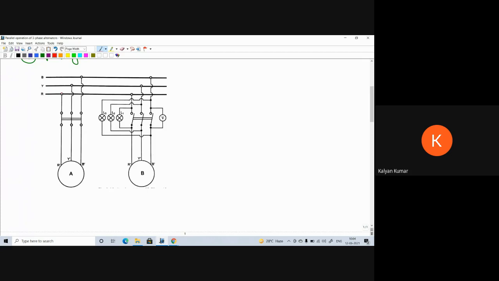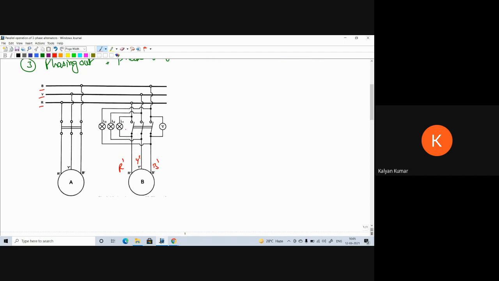Here, this is the R phase of the bus bar, this is the Y phase, this is the B phase, and the incoming alternator phases are represented as R dash, Y dash, and B dash. R dash is connected to R, Y dash is connected to Y, B dash is connected to B, and across each phase we connect one lamp. Across R and R dash, lamp L1 is connected. Across Y and Y dash, lamp L2 is connected, and across B and B dash, lamp L3 is connected.